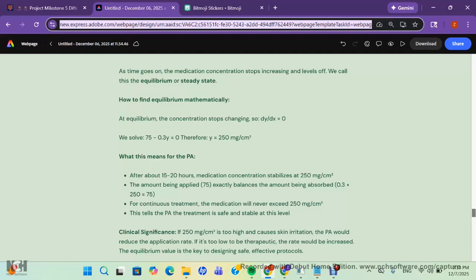So what does that mean? After about 15 to 20 hours of continuous application, the medication concentration stabilizes at 250 milligrams per centimeter squared. At this point, the amount being applied, 75 milligrams per centimeter squared per hour, exactly equals the amount being absorbed, and the system is in perfect balance.